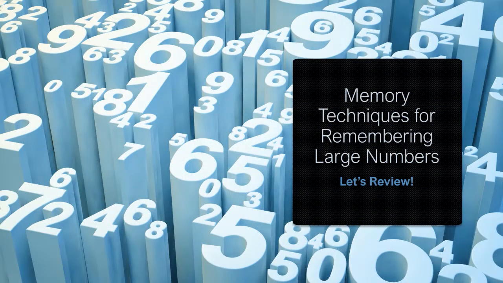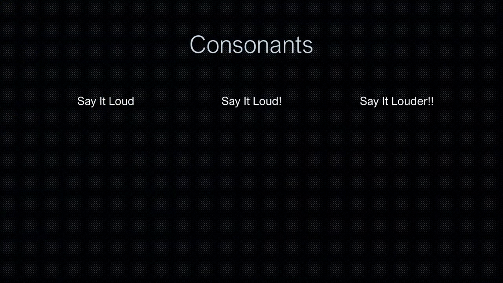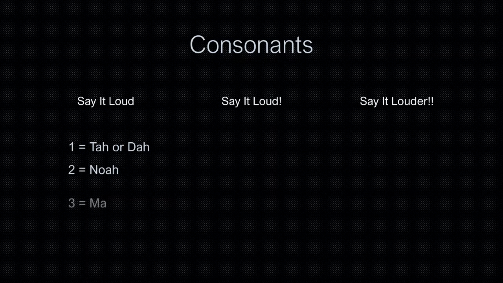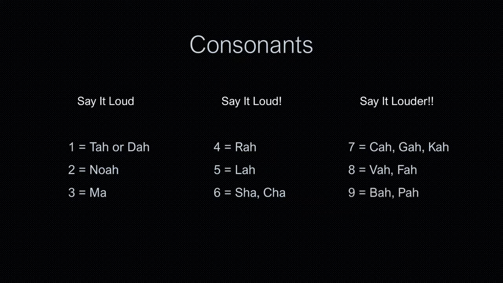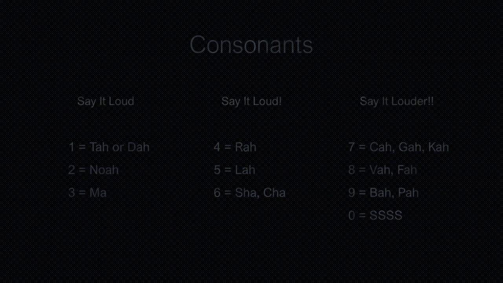So let's review. Now I want you to say it loud. 1 is ta or da. 2 is Noah. 3 is ma. Say it loud. 4 is ra. 5 is la. 6 is sh or cha. Say it louder. 7 is ka or ga. 8 is va or fa. 9 is ba or pa. And 0 is... okay now. You can go back over that and check that out at any time.